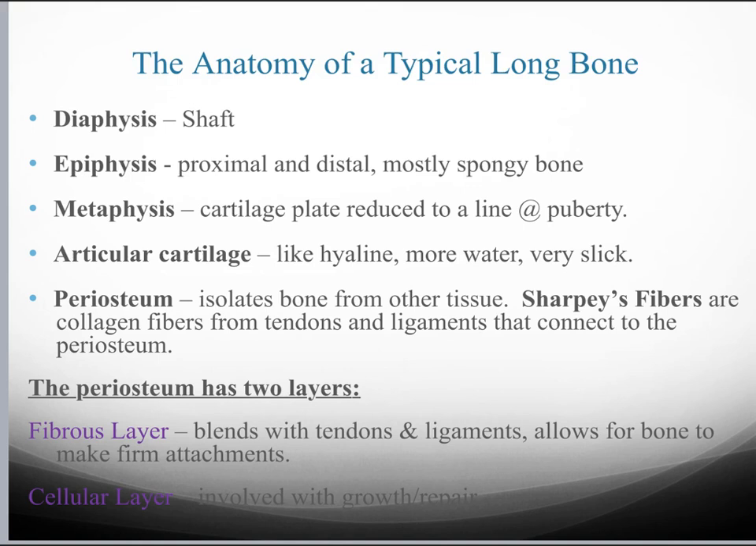Our articular cartilage, again, that hyaline-like cartilage, there's more water and it's very slick. That periosteum, which is going to isolate bone from the other tissue, is that connective tissue that surrounds the diaphysis. It is made up of these Sharpey's fibers, which are collagen fibers from tendons and ligaments that connect to the periosteum. So we're forming that connection of muscle to bone. Now the periosteum has two layers. It has a fibrous layer. This is what blends with tendons and ligaments, allows for bones to make that firm attachment to their muscles so that we get that movement. The second layer is a cellular layer, and this is what's involved with growth and repair.